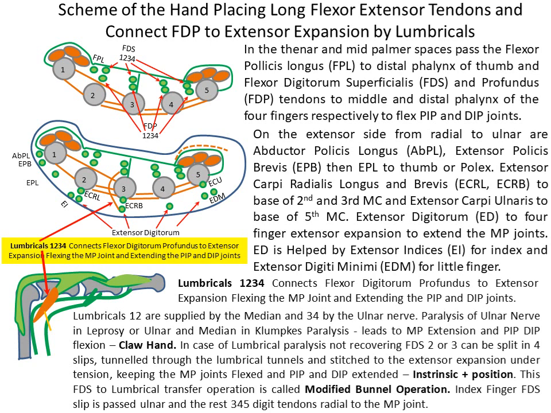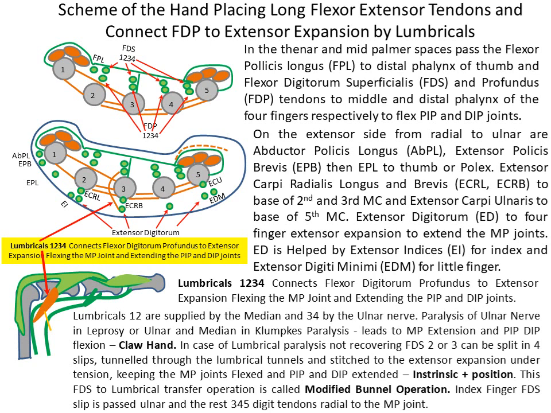Paralysis of the ulnar nerve in leprosy or ulnar and median in Klumpke's paralysis lead to lumbrical paralysis, 1, 2, 3, 4 paralysis, leading to MP extension and PIP, DIP flexion, which is the claw hand.